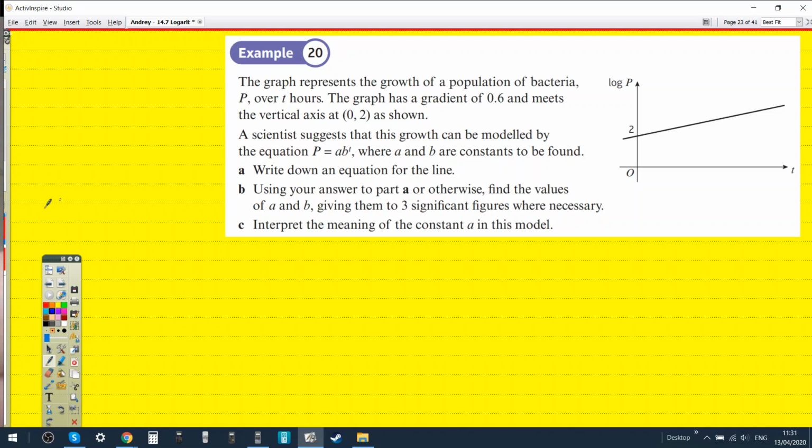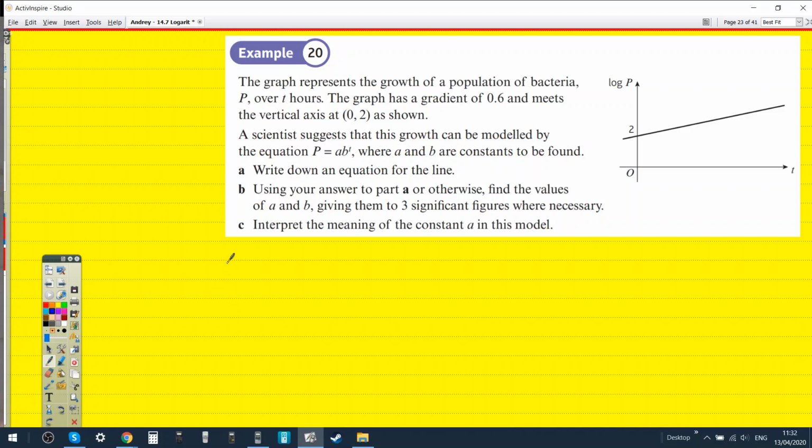Do I just need to sub in 0.6 and 0.2 into that equation? Write an equation for the line. Do I just do y equals mx plus c here? Yeah. This isn't t and p. This is t and the log p. So your y equals mx plus c would have to be for log p.